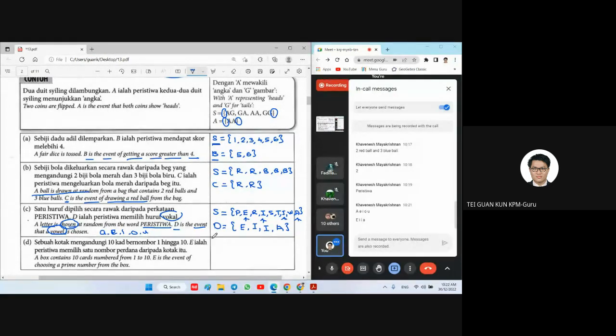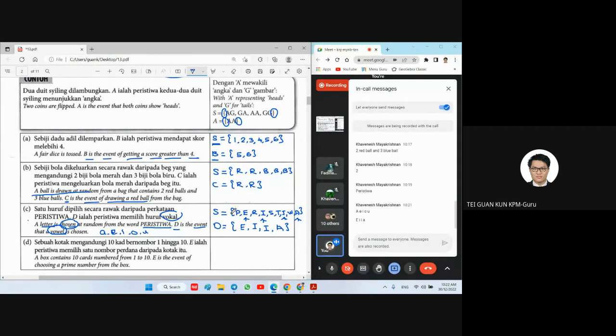So this is the event D lah. Ni event D. Event D adalah pilih vowel sahaja. Vowel means what? A, E, I, O, U lah. Tapi di sini dalam perkataan peristiwa ni tak ada O, tak ada U lah. Hanya ada E dengan E, I dan A sahaja. So listkan apa yang ada sahajalah. You list all the vowel lah in the words peristiwa.